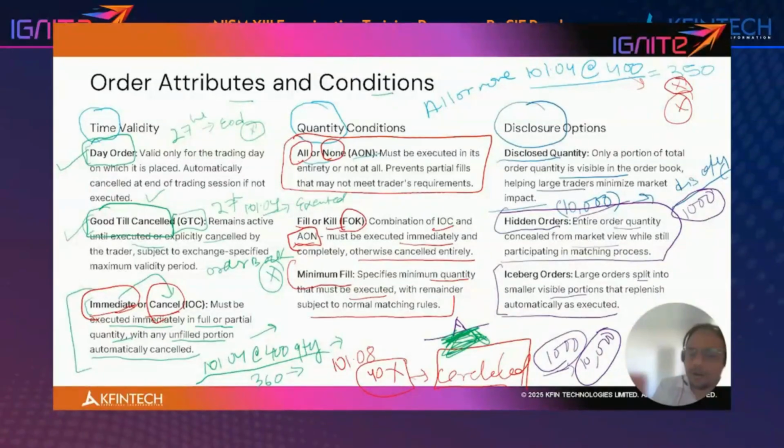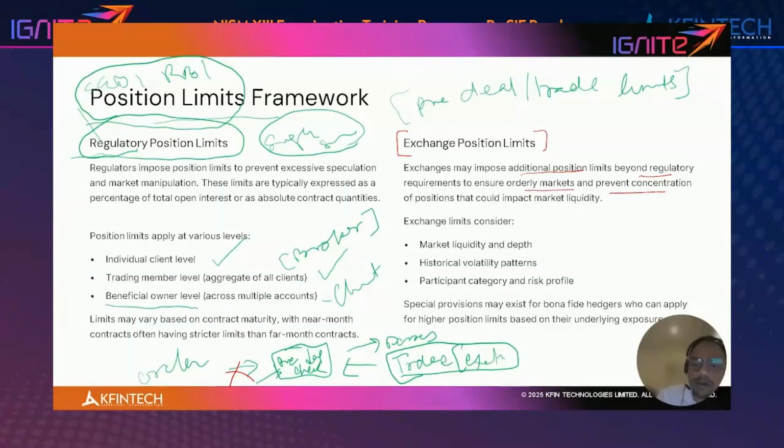So an iceberg order means large orders are split into multiple orders that replenish automatically as executed. That means if I want to execute 10,000 shares or 10,000 quantity, I can create 10 different orders of 1,000 quantity and execute the transaction. Prevent concentration of positions that could impact market liquidity.